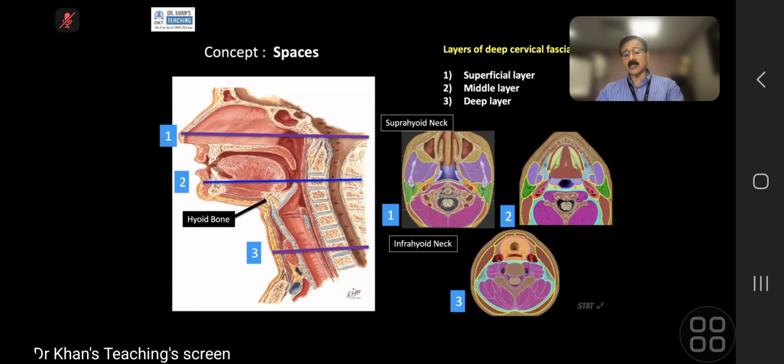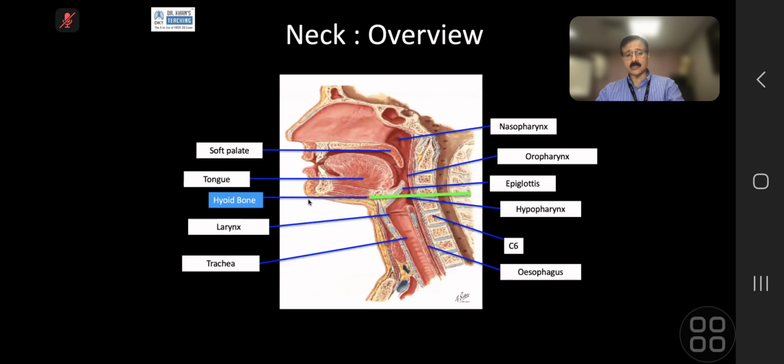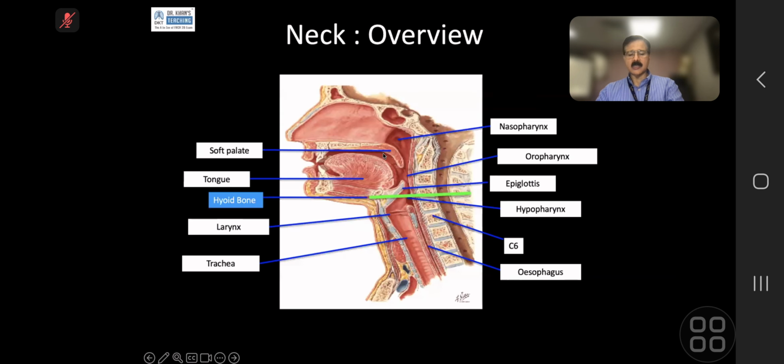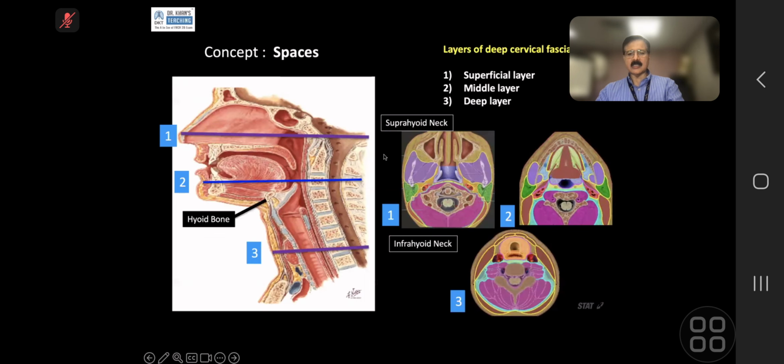Please remember, our lesion was difficult because it was transspatial. It was not confined to one space. But having said that, the concept is that you have to place the lesion in a particular space, and then according to the radiological features, you can create a differential diagnosis.